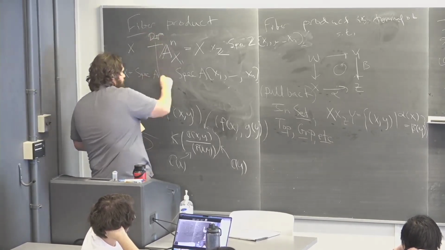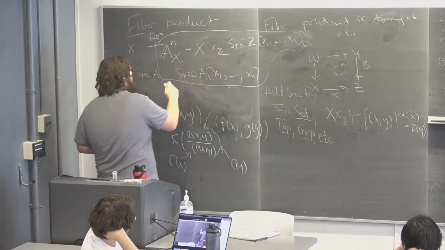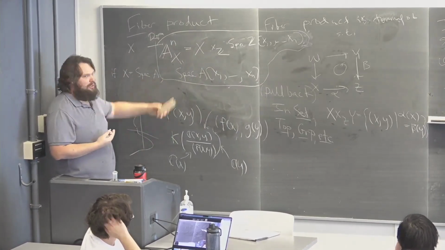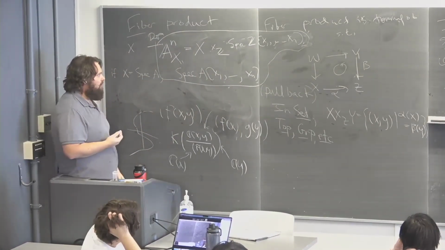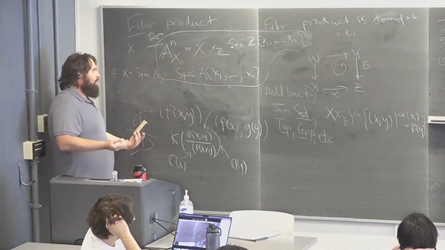Or at least a definition that people would often use. We had defined this when X is Spec of A before as Spec of the polynomial ring with values in A, but this makes sense for any scheme. And what am I doing?